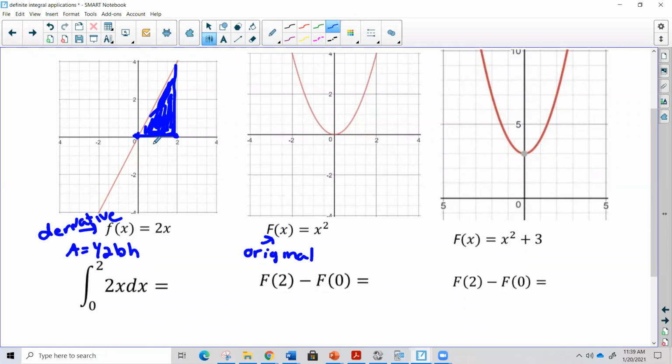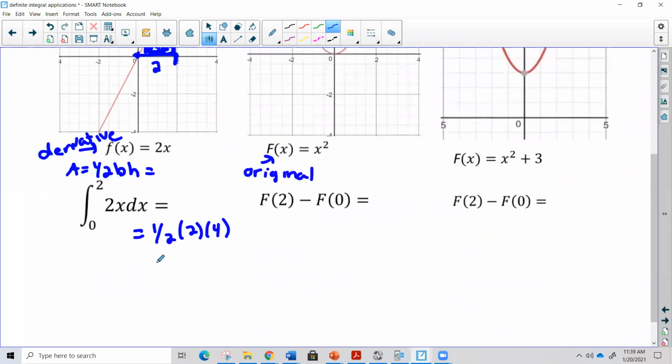The base in this case is 2. The height is this length, which is 4. So to approximate this integral, I would do 1/2 times 2 times 4. 1/2 times 2 is 1. 1 times 4 is 4. So this definite integral is 4.